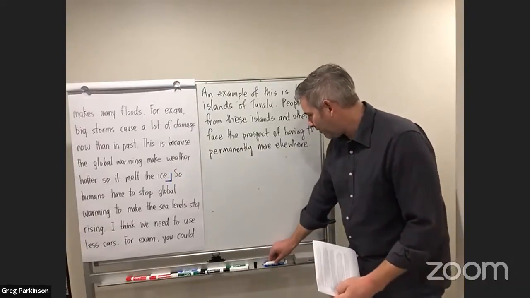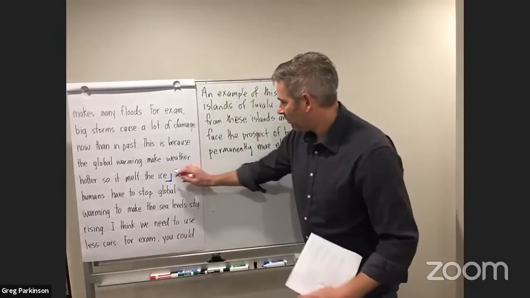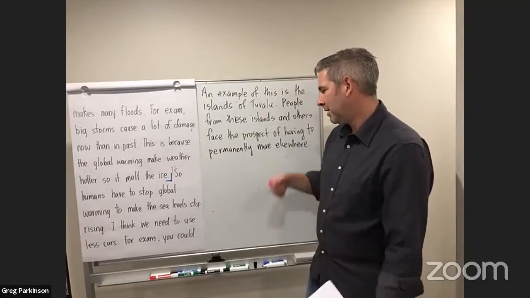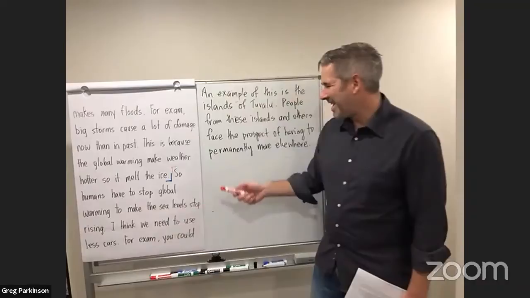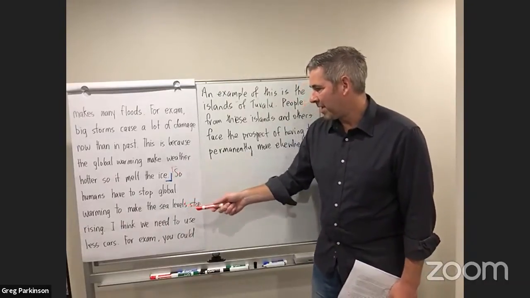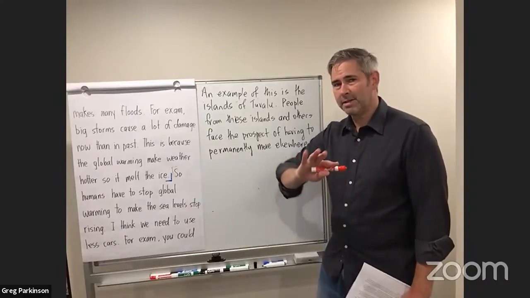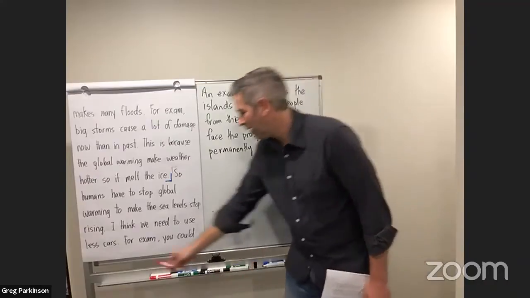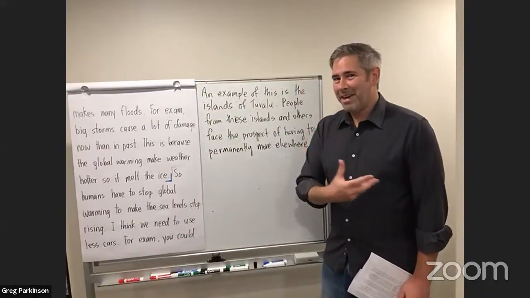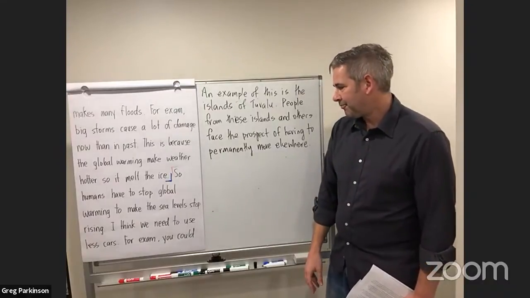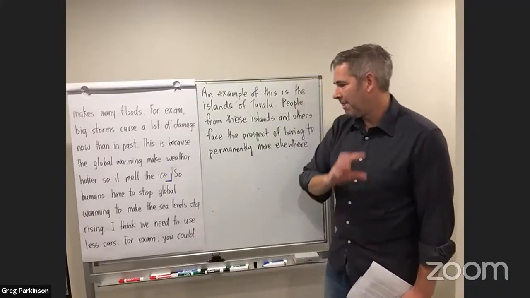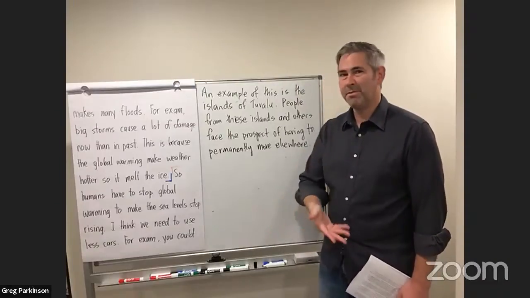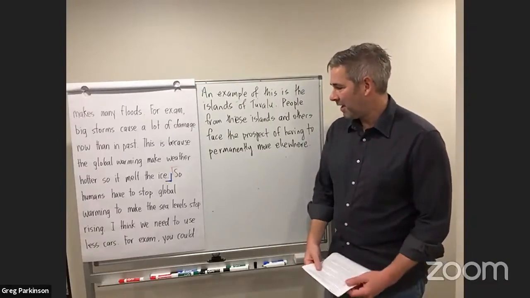We can see it starts here, or it should start here with the volunteer's essay. So from here, so humans have to stop global warming to make the sea level stop rising. So I guess the candidate is trying to write a topic sentence to signal that he or she is going to talk about his solutions, right? I think I can rewrite this topic sentence, but we can see the idea that we need to use, well, this candidate thinks we need to use less cars. Fewer cars is probably the best way of saying that.